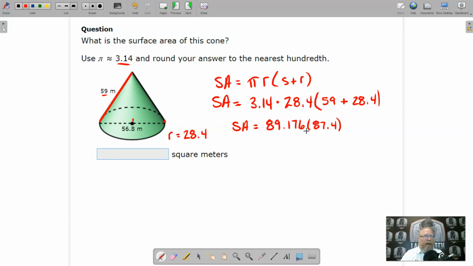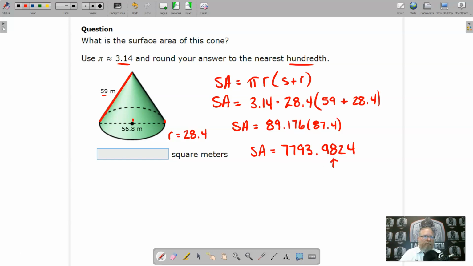87.4. Now I need to multiply those two, and that's going to give me the total surface area. So 87.4 multiplied times 89.176 gives me a product of 7,793.9824. And we want to round to the nearest hundredth.